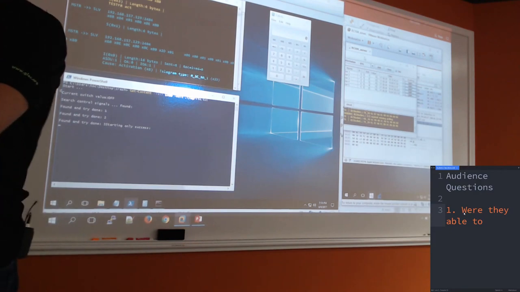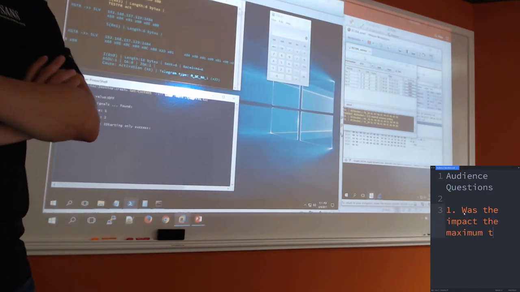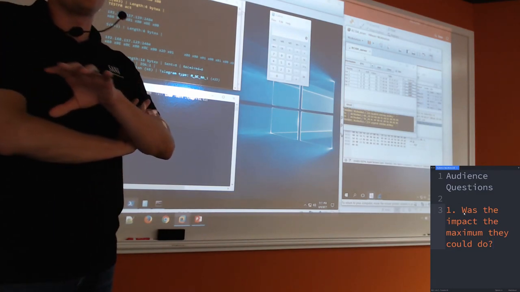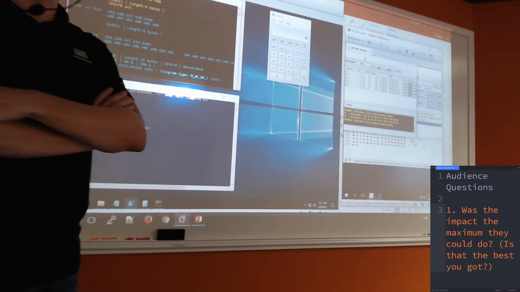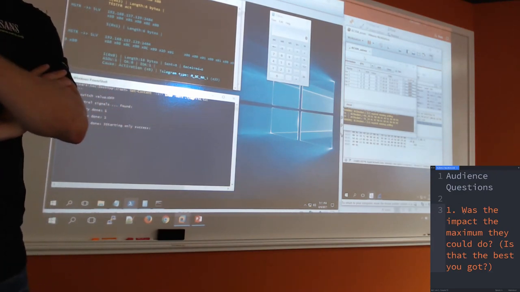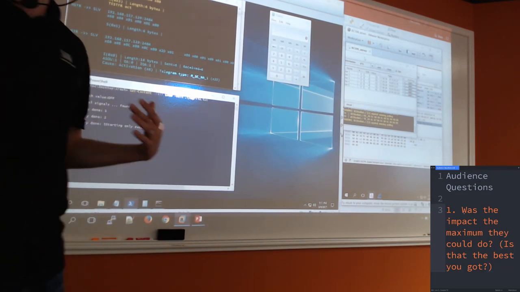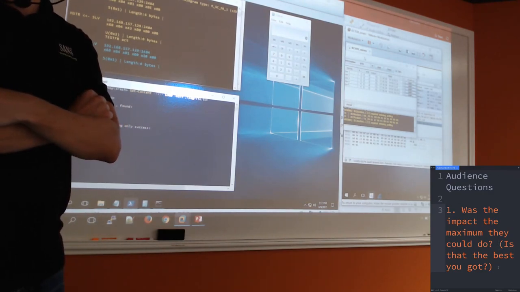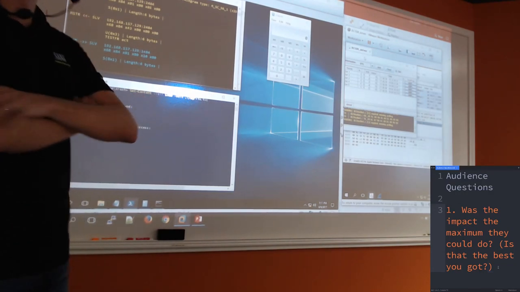So the question was whether this was the maximum impact they could do. With this configuration, yes. Something interesting was that the head of the Ukrainian energy company in that area said they saw their automation systems start acting up pretty quickly, and within 30 to 45 minutes they were already switching things manually, and that's why power came back on in under an hour. So with what they have here, this is probably the limit of this specific capability.